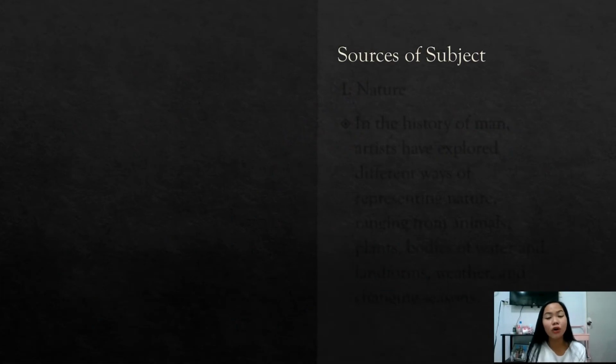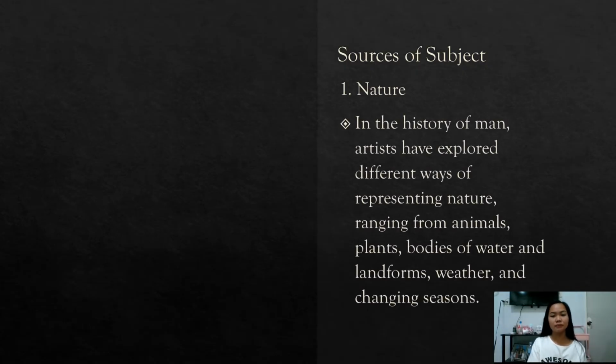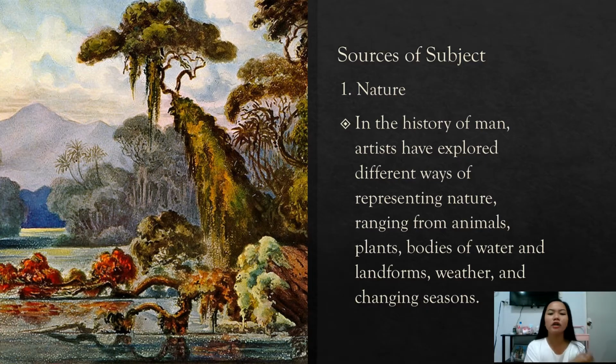So, now, let's move on with the sources of subject. So, earlier, we already classified the different classifications of art according to subject. Now, where do we draw inspiration for subject? So, the first one is from nature. So, in the history of man, artists have explored different ways of representing nature ranging from animals, plants, bodies of water, and landforms, weather, and changing seasons.